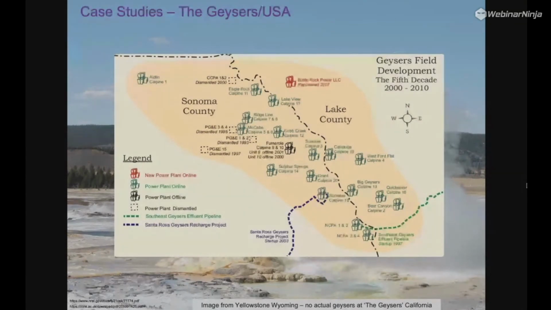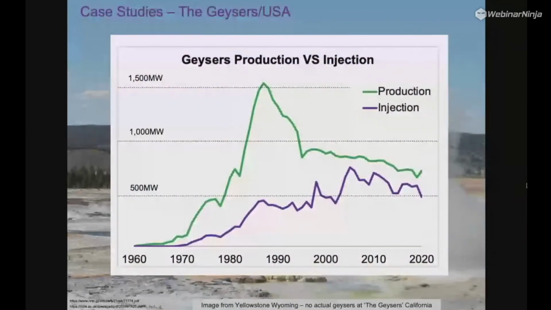But the production history has been somewhat convoluted. So it peaked at 22 power plants. There's now 18 of those producing. So from 1960 till 1980, we saw production here rise to 500 megawatts.